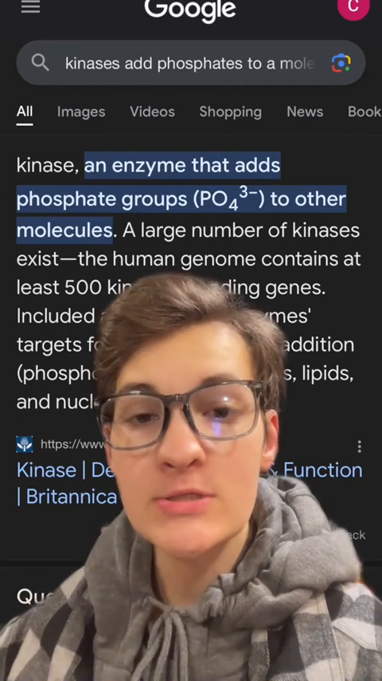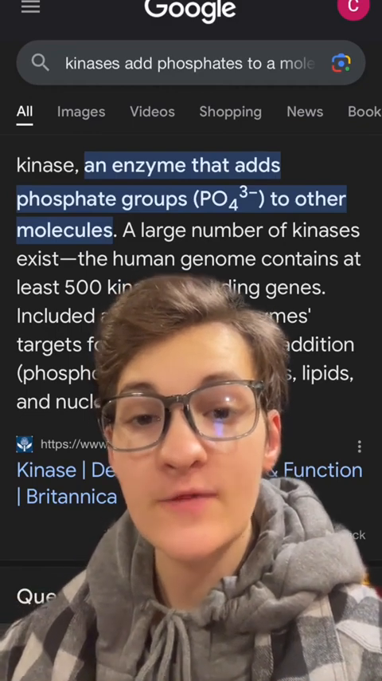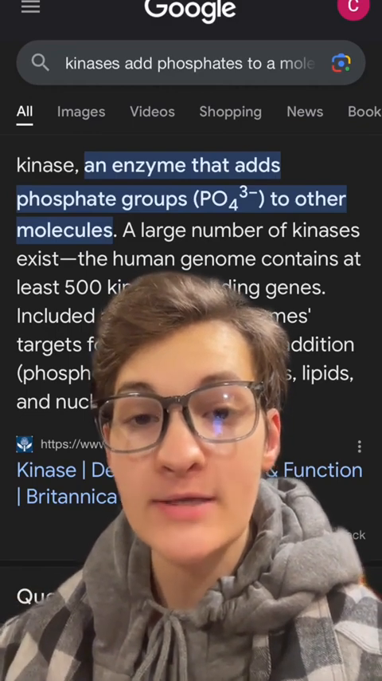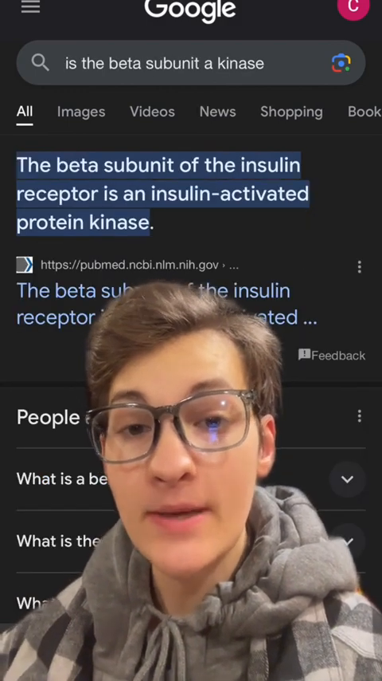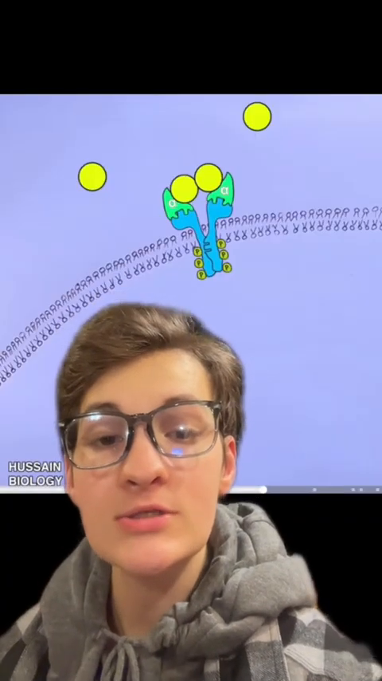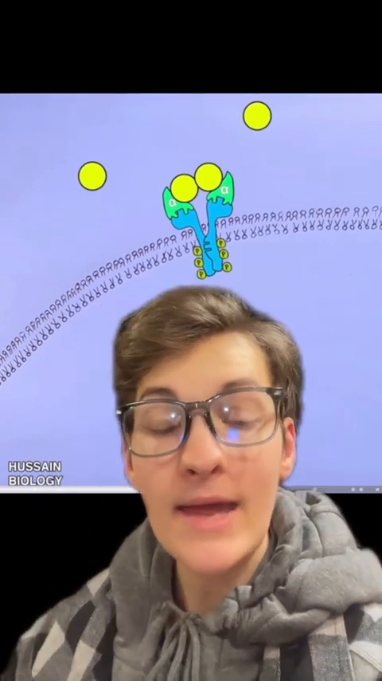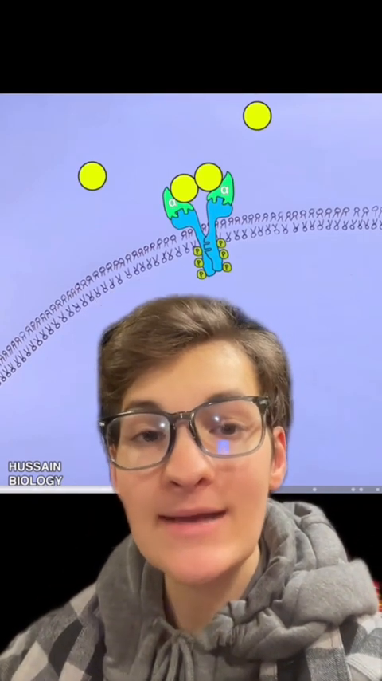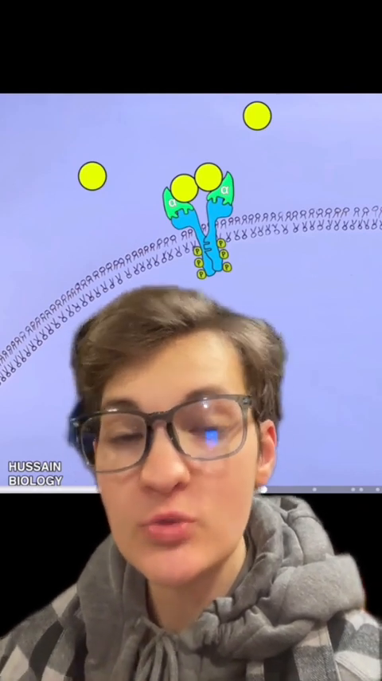The proteins inside of our cells that are able to add phosphates to other molecules are called kinases. Lucky for us, the beta subunit of the insulin receptor is also a kinase. So when the two beta subunits of the insulin receptor dimerize with one another, they can essentially add phosphates to each other. And these phosphate groups essentially act as energy to either inactivate or activate specific proteins inside of our cells, which you will see in a moment.